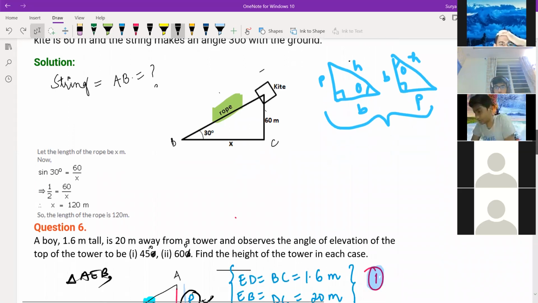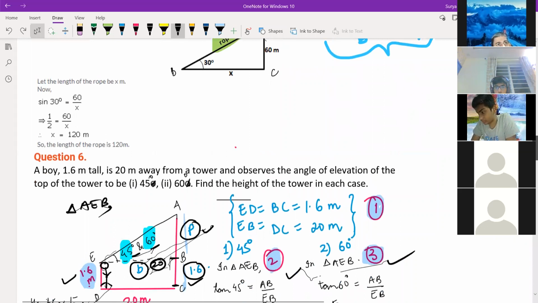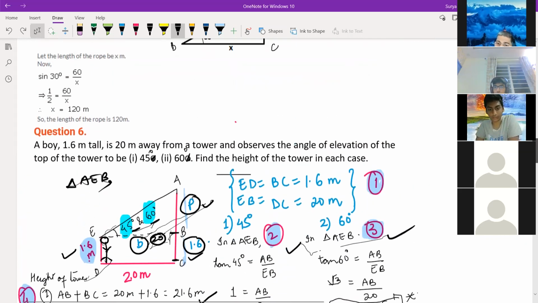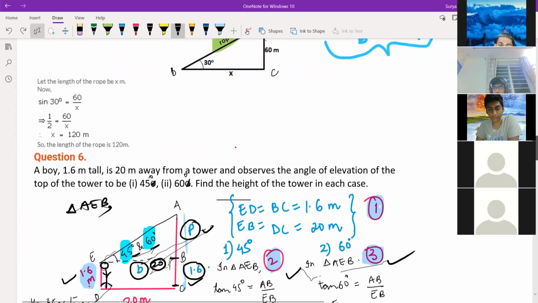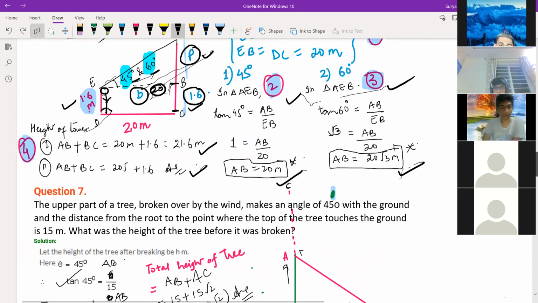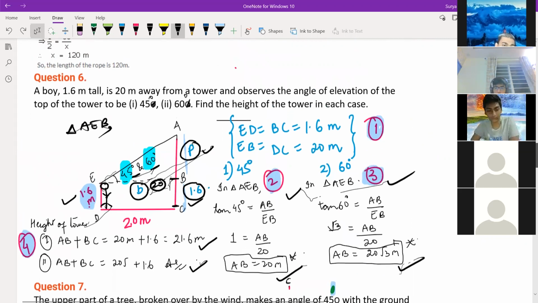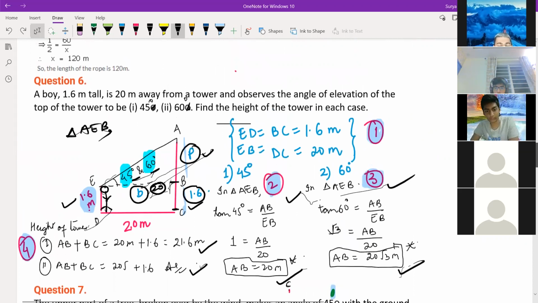Here I got 21.6 and 20 root 3 meters. 20 root 3 and 21.6, okay. And 20 root 3 plus 1.6. Sir, after that, the total height of the tower I got as 36.24. Yeah, the 20 root 3 should be added here. 20 root 3 plus 1.6 we must add. Yes, correct.